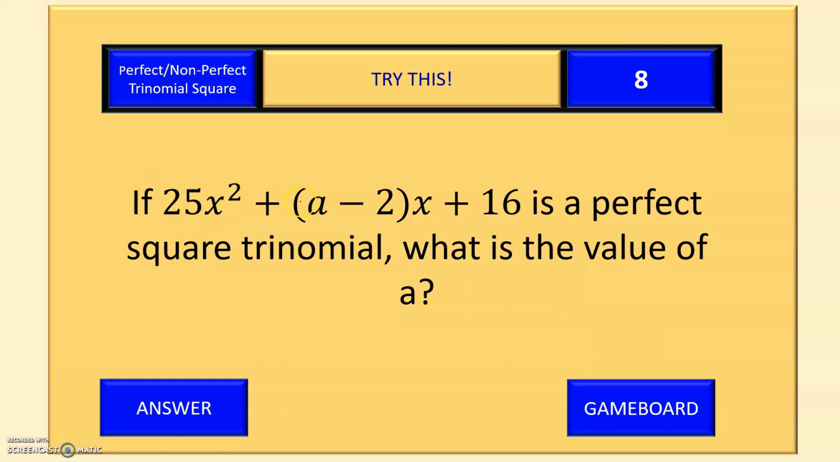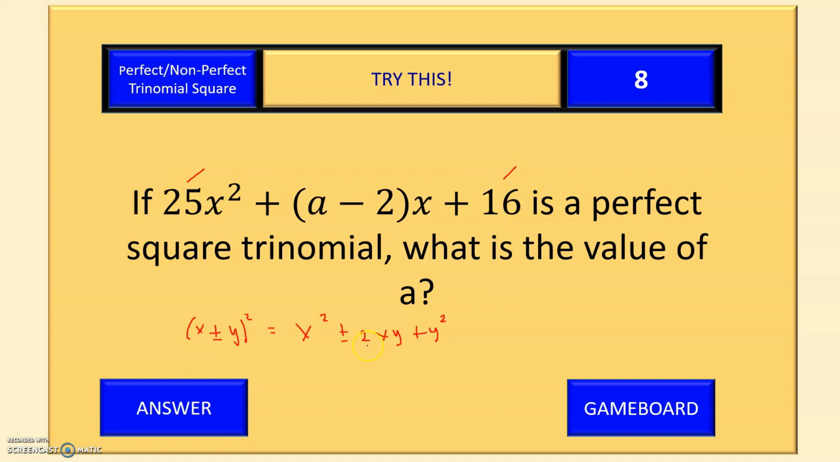If 25x squared plus quantity a minus 2, x plus 16 is a perfect square trinomial, what is the value of a? Okay. So note that (x plus or minus y) squared, when I square that, is actually equal to x squared plus or minus 2xy plus y squared. See that? So since it's a perfect square, 25 and 16 give us 5 and 4. So, 20.